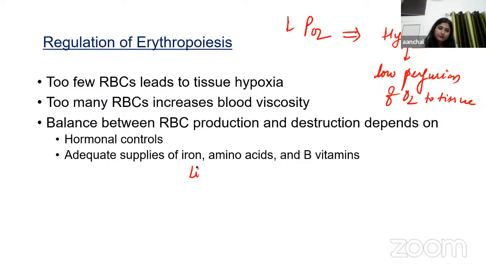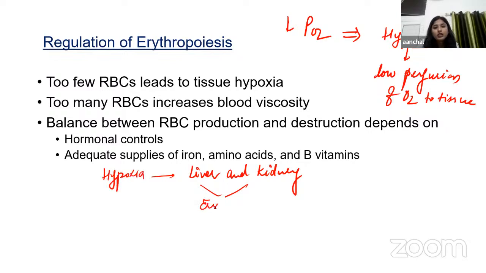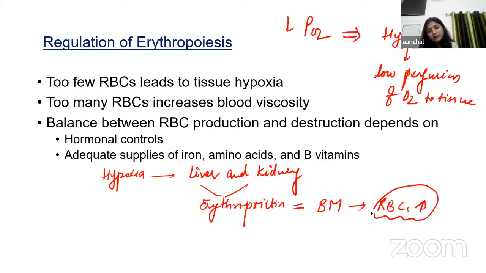If there is low perfusion of O2 to tissues, what will happen? Two organs, mainly liver and kidney, will start producing an important hormone if the condition of hypoxia arises, and the name of that hormone is erythropoietin. Now erythropoietin will stimulate bone marrow to produce more RBC. If the count of RBC increases, then this condition of hypoxia will get recovered. So this is all about the regulation, about the general factor, right?